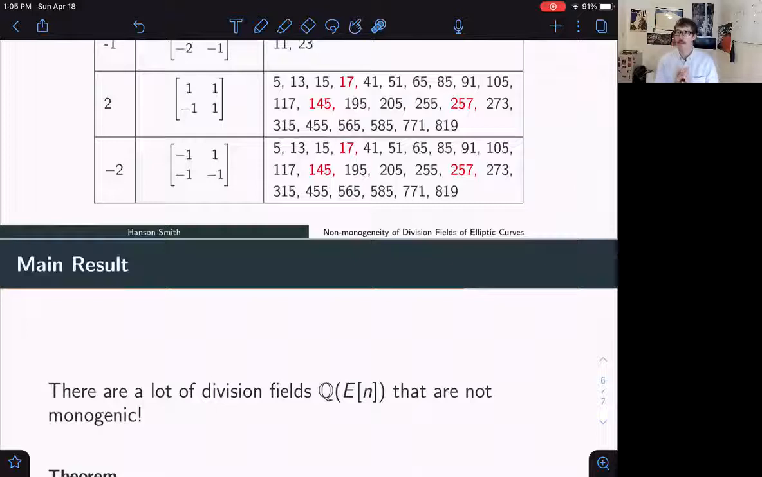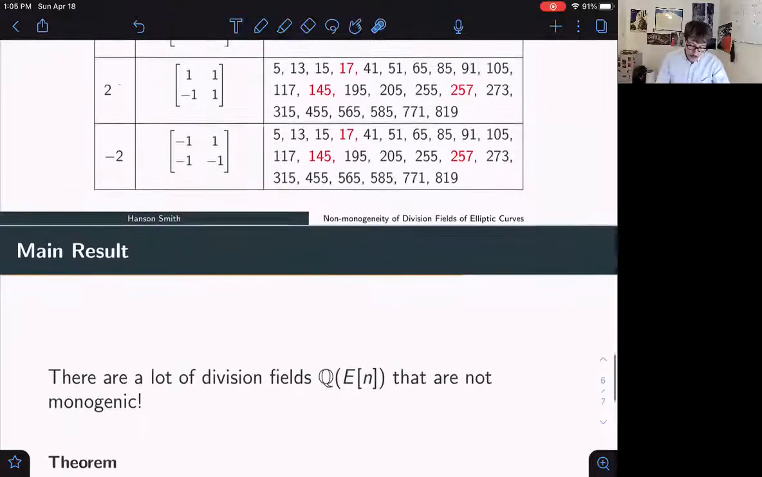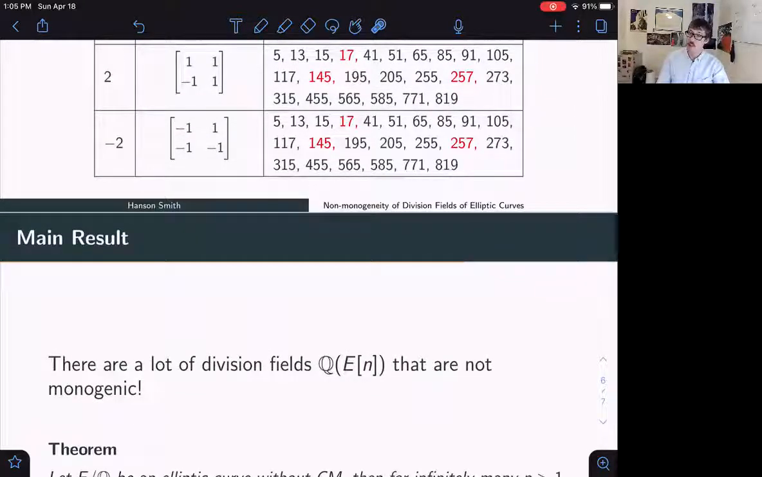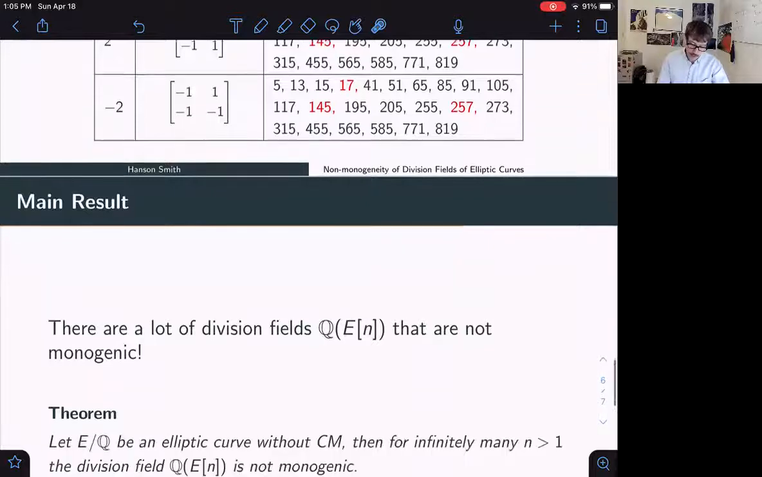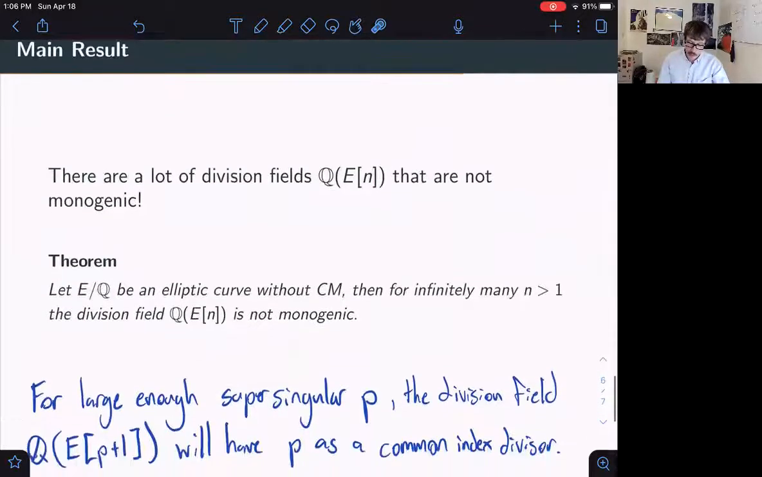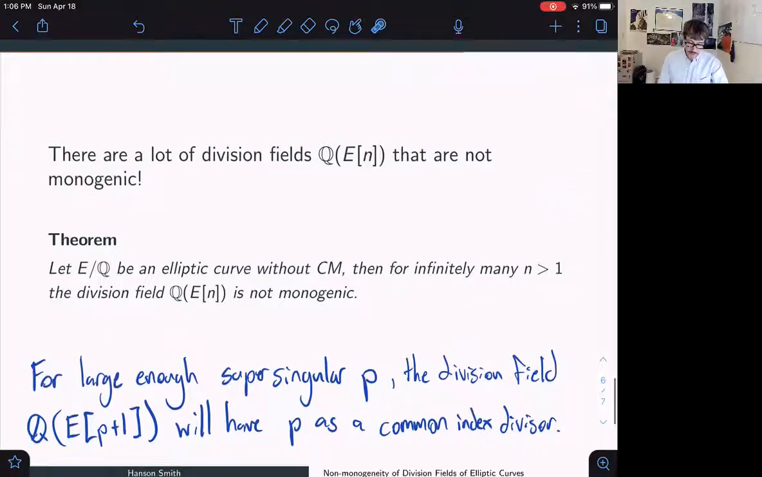So a second way of playing this main result, and this is a different theorem, but it's another way of seeing that there are a lot of these n-division fields for an elliptic curve that are not monogenic. If you give me an elliptic curve without complex multiplication over the rationals, then there are going to be infinitely many n for which the n-division field is not monogenic. And to be specific, if I get a large enough supersingular prime p, then the p+1 division field will have p as a common index divisor.